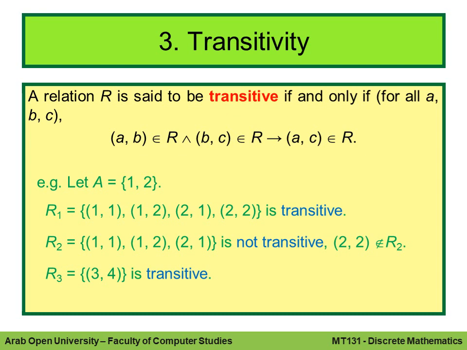R2 is not transitive. You see that 2,1 is in the relation and 1,2 is in the relation, so you must have 2,2, which R2 does not include. Okay, then it is not transitive. R3, which contains only one ordered pair, 3,4, is transitive by default.